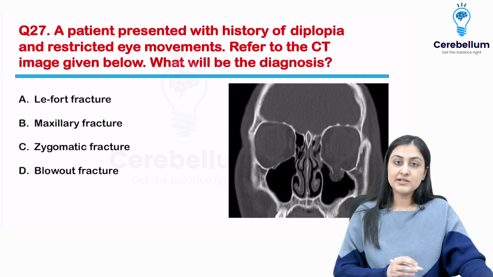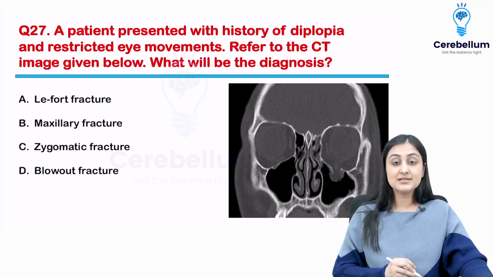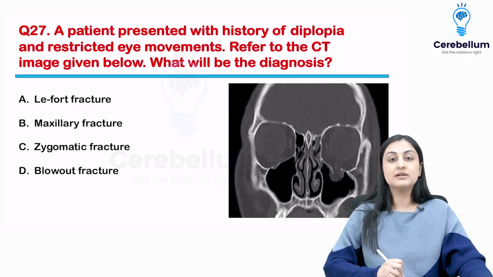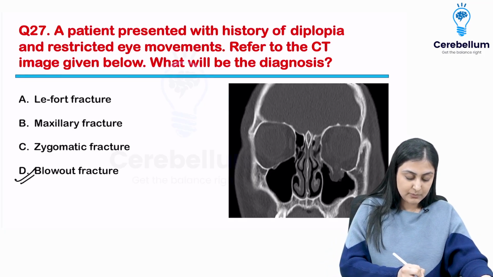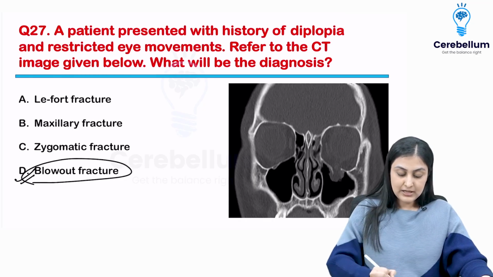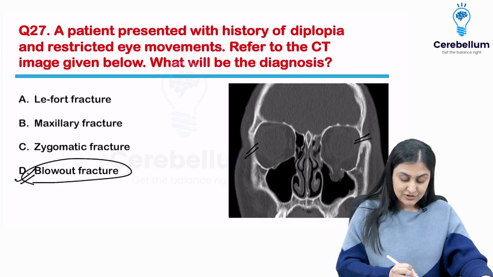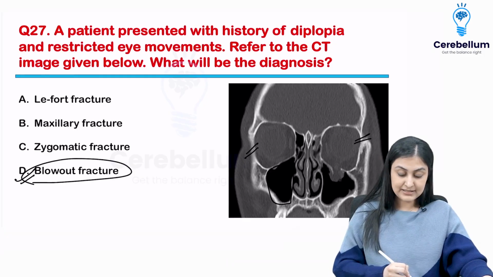A patient presented with history of diplopia and restricted eye movements. What is the CT showing us? So on the CT, you can see how there is the fracture of the floor of the orbit here. So this is a blowout fracture. If there was a fracture here, we would say it's a zygomatic fracture. If it was a fracture involving the maxilla, it would be a maxillary fracture.